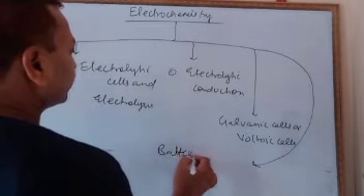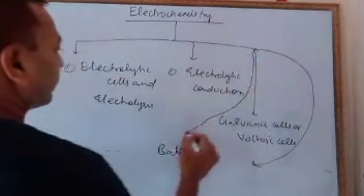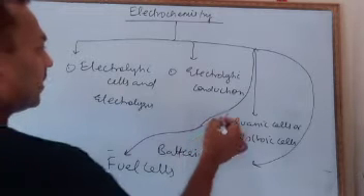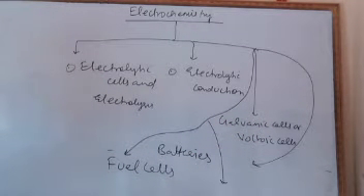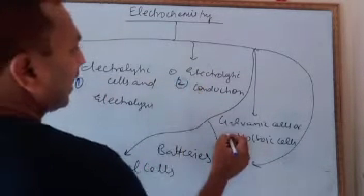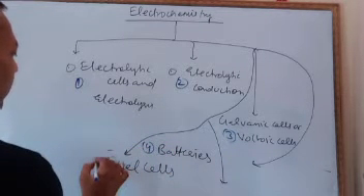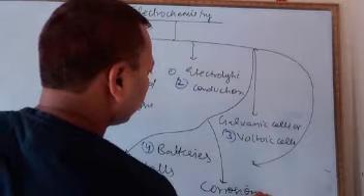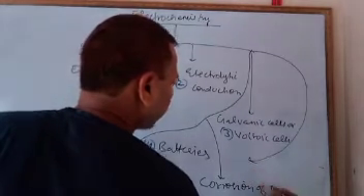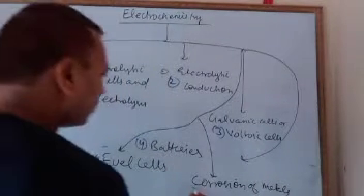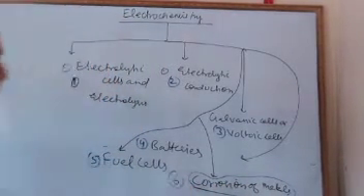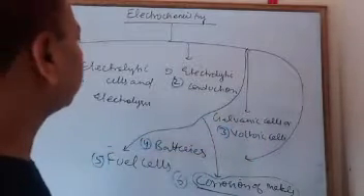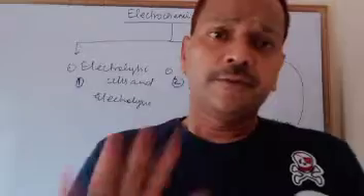Now the fourth one, batteries, and the fifth one in this chapter is fuel cells. And the sixth one is corrosion of metals. So this is the content of this chapter, 6 main aspects. The first main aspect is electrolytic cells and electrolysis, then electrolytic conduction, galvanic cells, batteries, fuel cells, and corrosion of metals. Now we will take these up one by one.